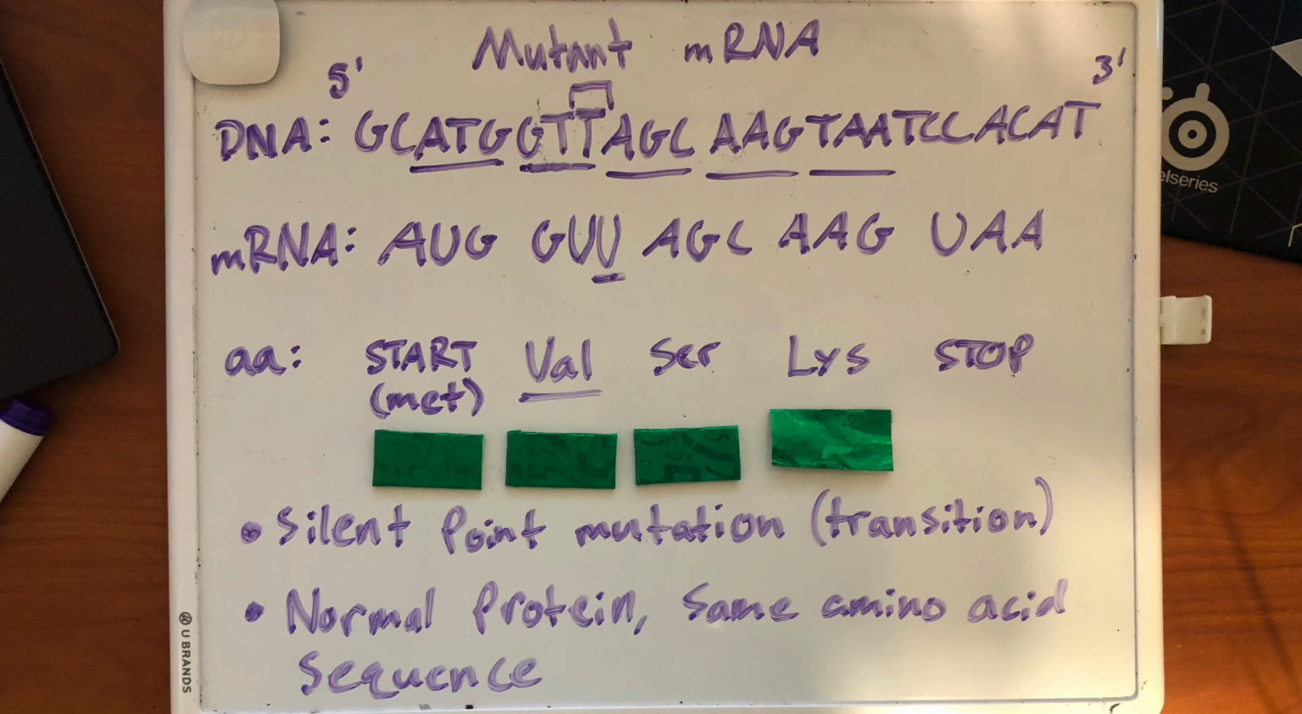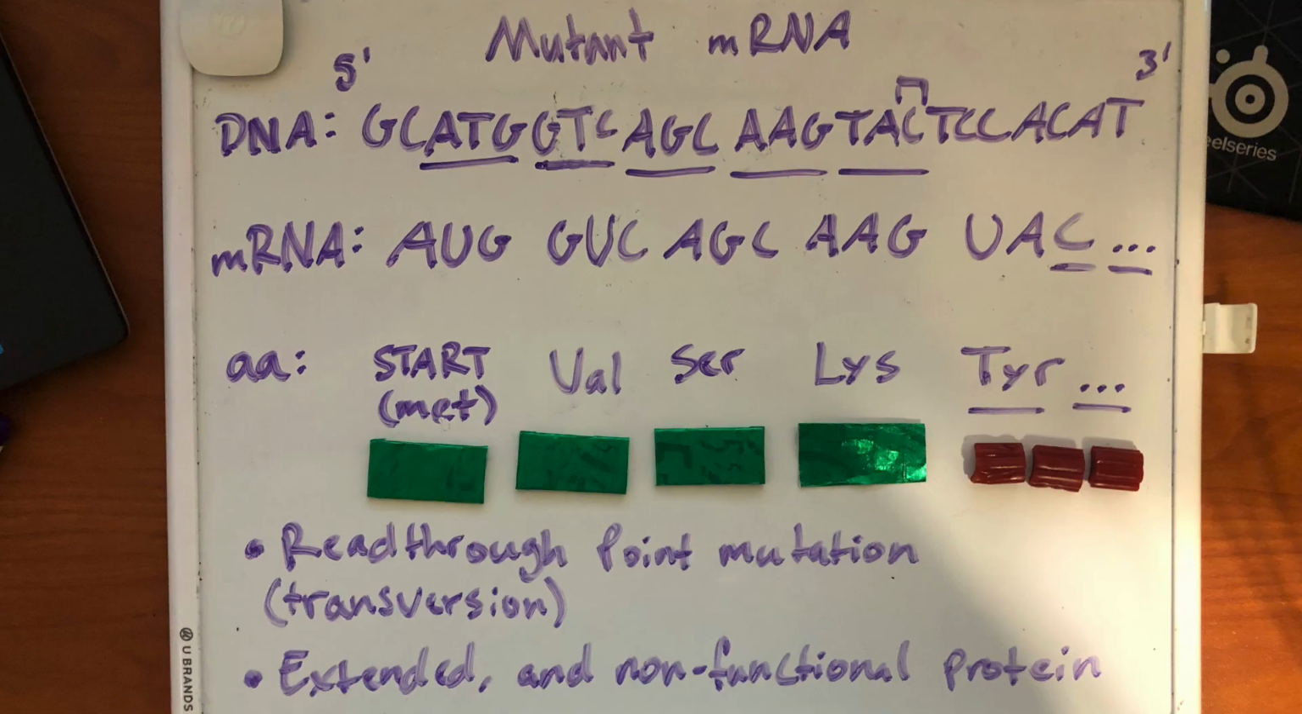Here we have a silent point mutation, and it's a transition because it's from a T to a C, which is a pyrimidine to a pyrimidine, and the mRNA will now be GUU, but it still codes for valine, so it's going to be a normal protein sequence because the amino acid sequence is the same. Lastly, we have a read-through point mutation, and it's a transversion because it's from an A to a C, which is a purine to a pyrimidine. And so now we will have an amino acid sequence that is lengthened because the stop codon has turned into a different amino acid, which in this case is a tyrosine, and it will make an extended and non-functional protein.